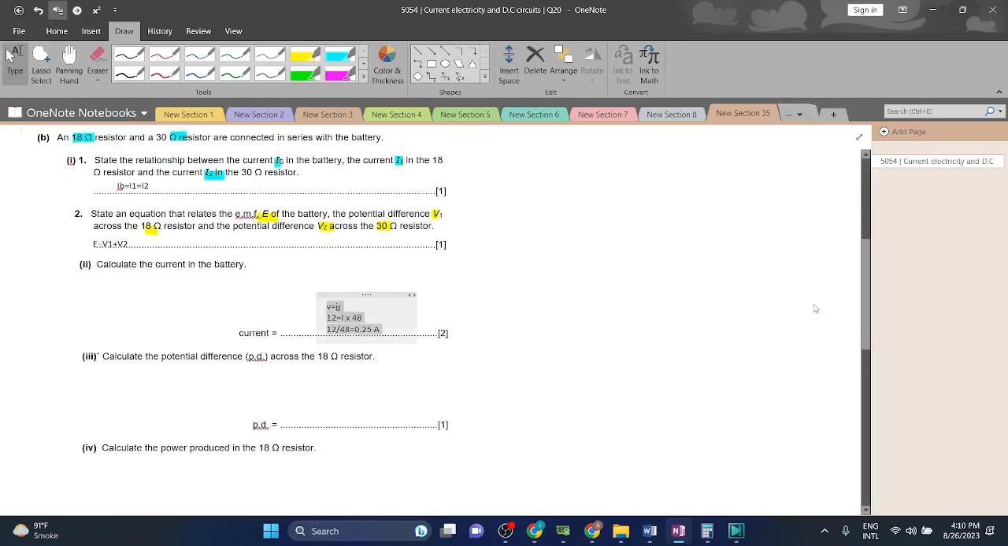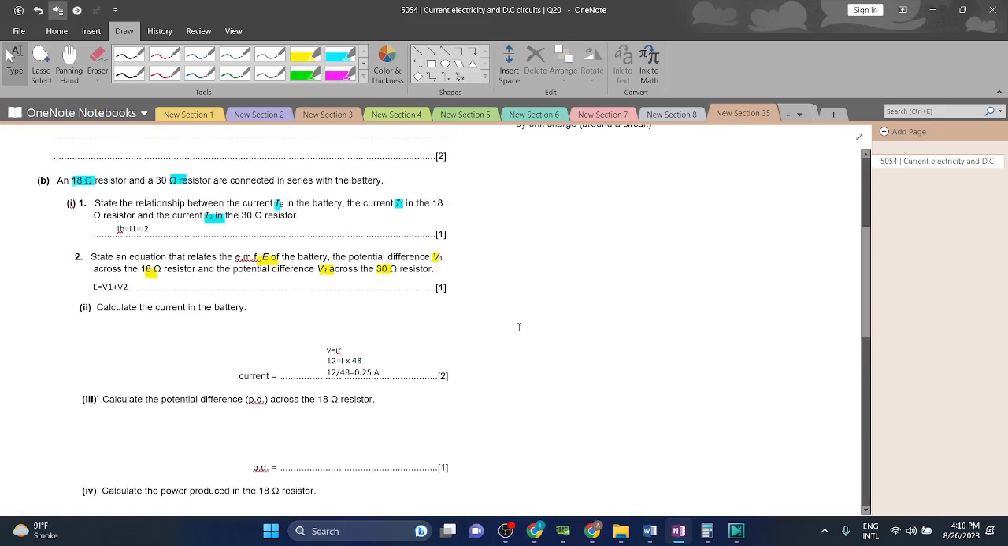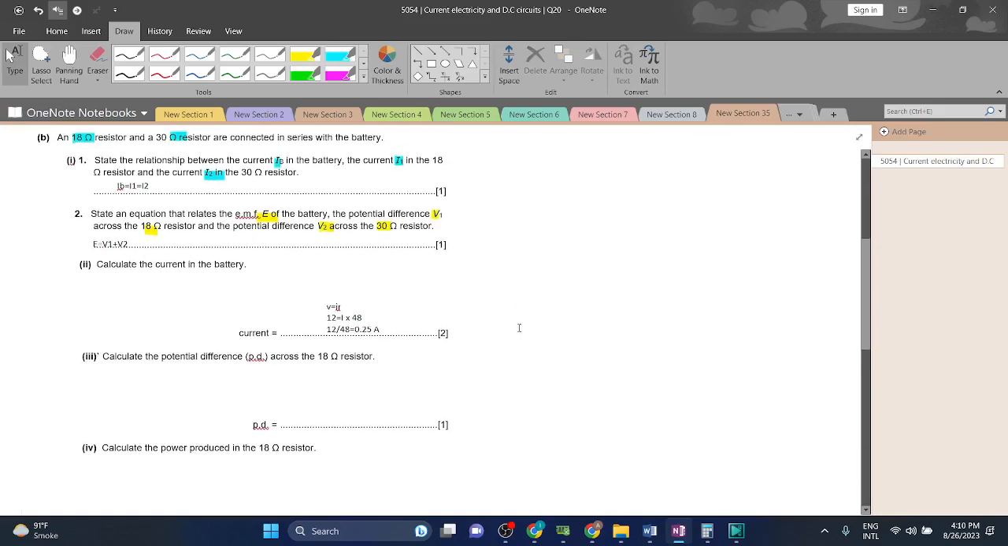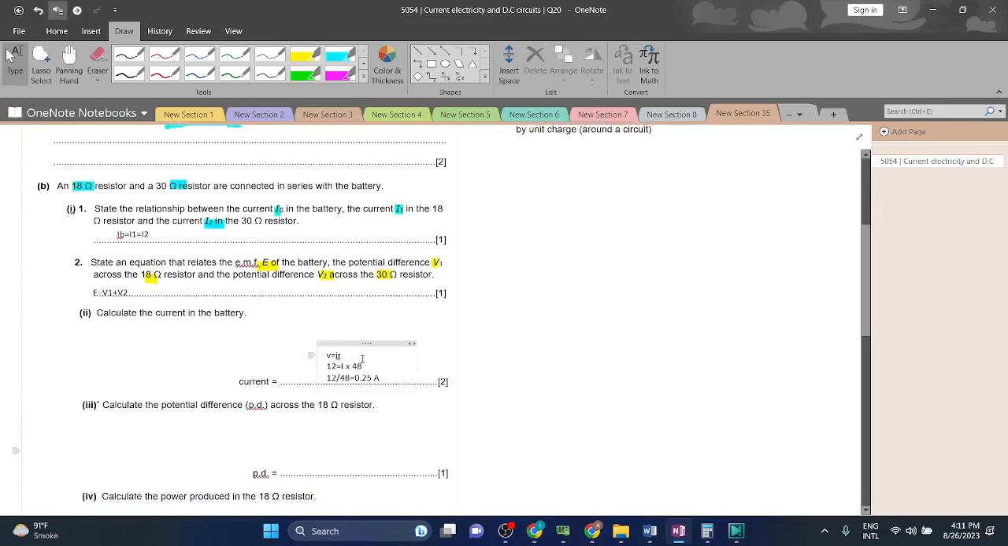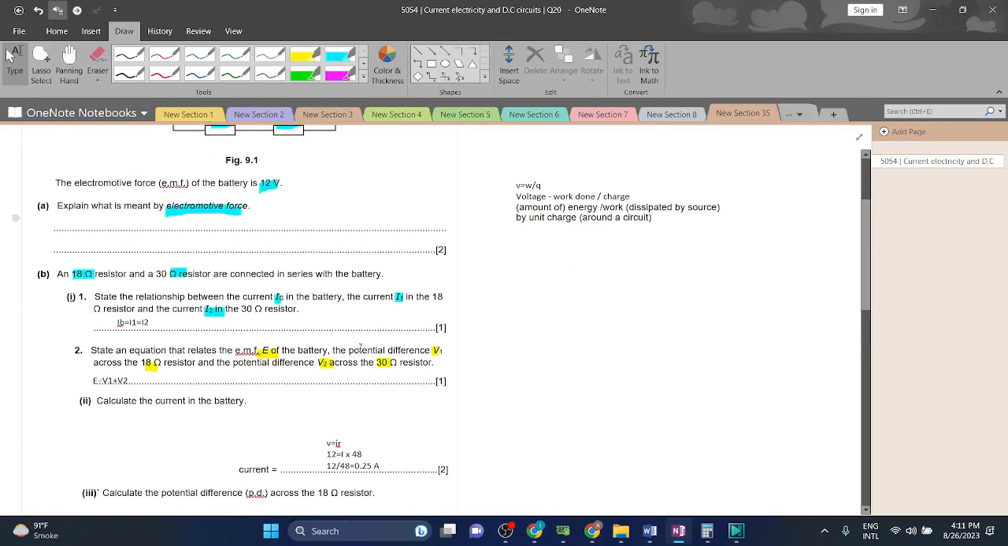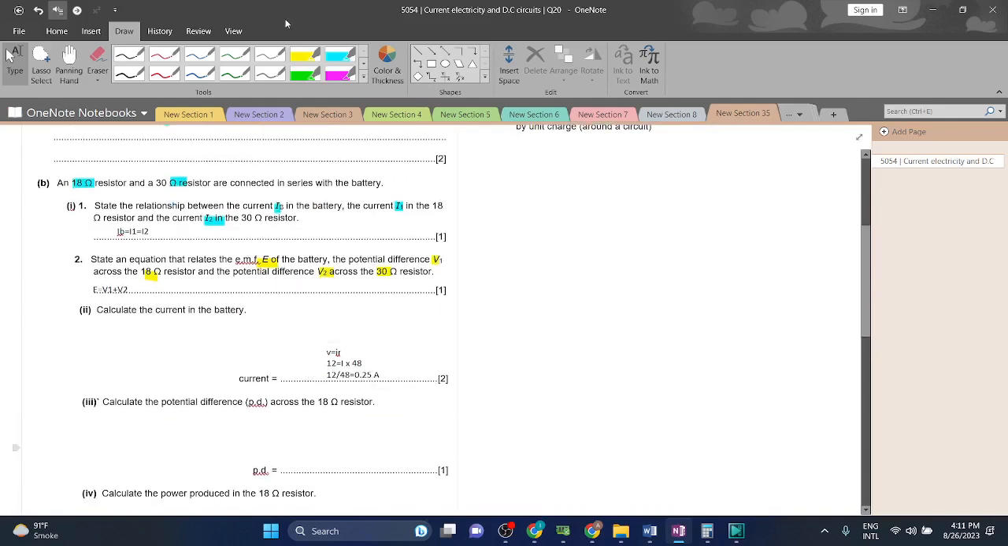So let's move ahead. Calculate the potential difference across the 18 ohm resistor. This is a very key point: the potential difference across one resistor is very easily found when you already have the current. That is why they're only awarding 1 mark for this question, because this is awfully easy. But many students don't know how to do it. They get confused about what the value of the current should be.